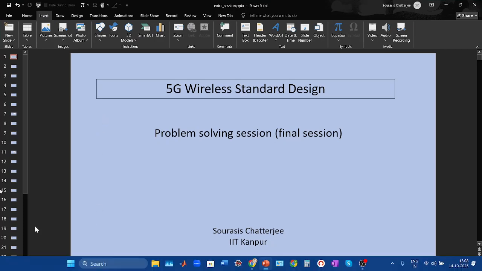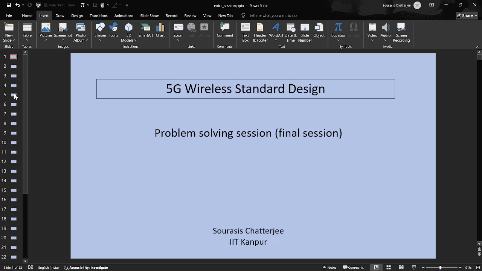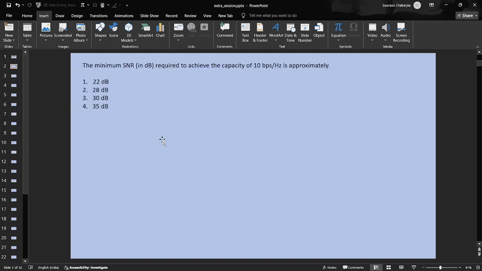So let us start with the first question of the day. It's a pretty simple one. It's basically the relation between the spectral efficiency, the rate, and the SNR. We are told that capacity is 10 bps per hertz. So what should be the minimum SNR in terms of dB for this question?